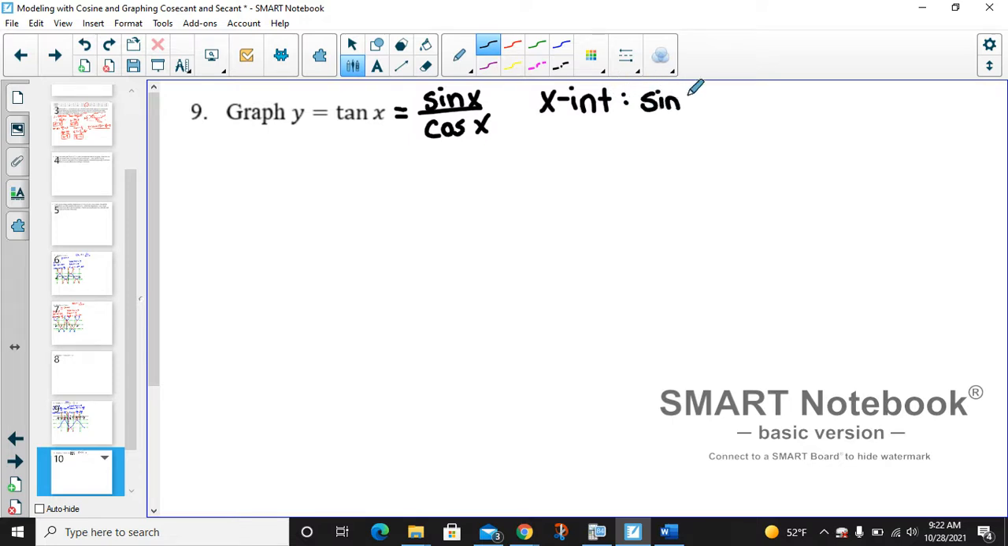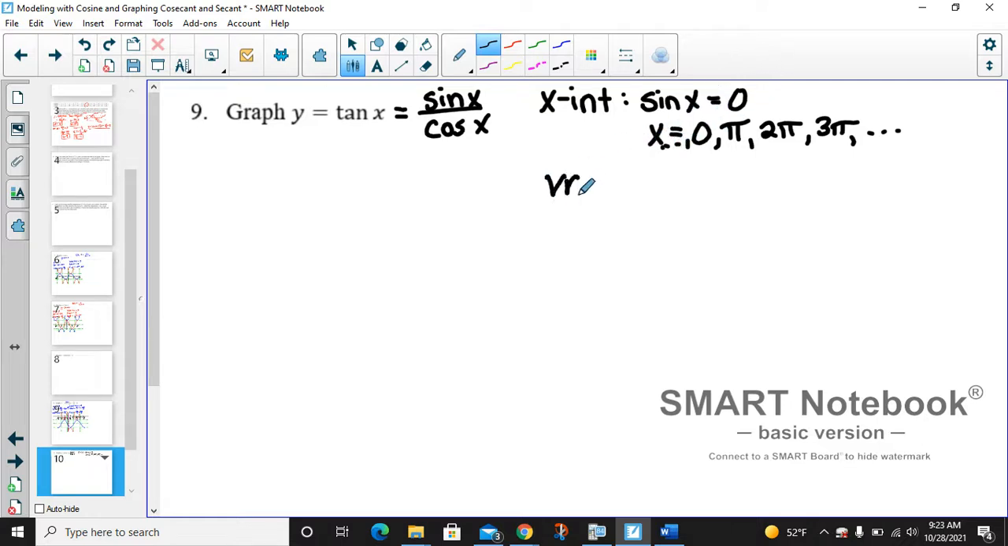So where does sine of x equal 0? Well, that happens on the unit circle. That happens at 0. That happens at pi. Of course, we could keep going. That happens at 2 pi, 3 pi, and so on and so forth. Also in the other direction, so negative pi, negative 2 pi, negative 3 pi.